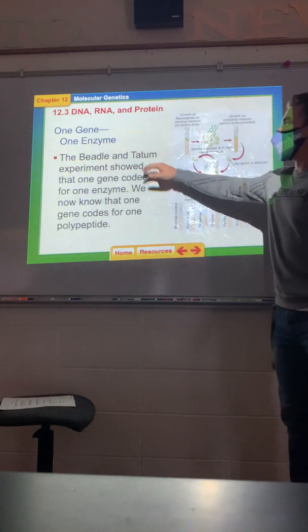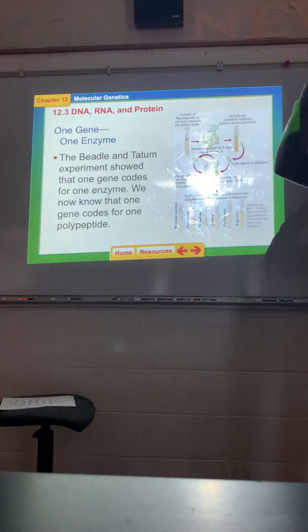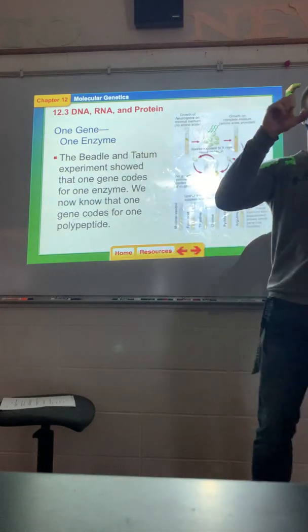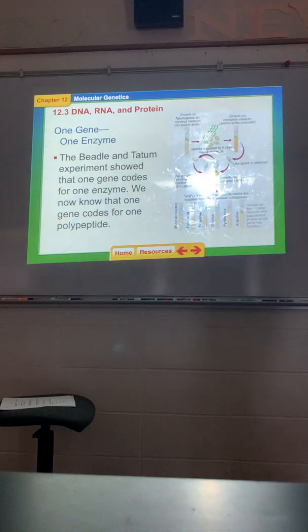Okay, so remember, DNA is vast, it's long. Certain genes are turned on while others are turned off. One gene, one enzyme. So one specific gene on our DNA codes for one specific enzyme. So that's why some cells are specific.